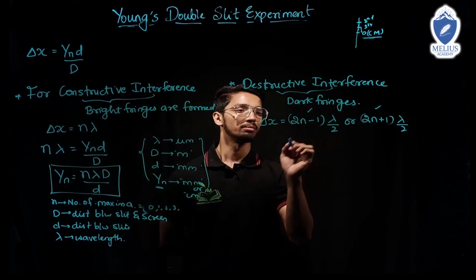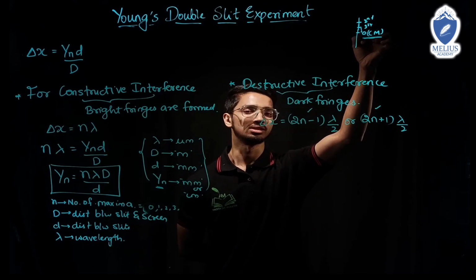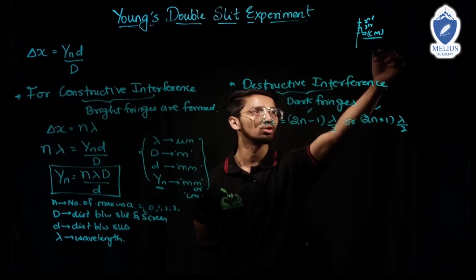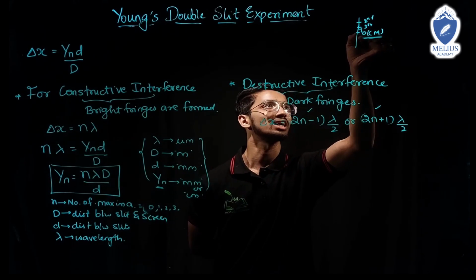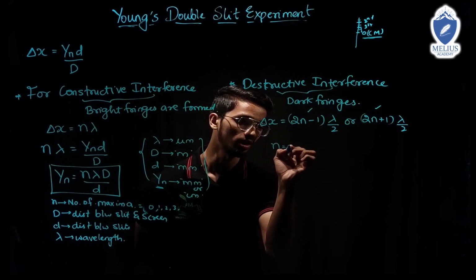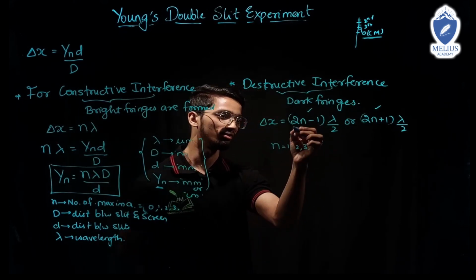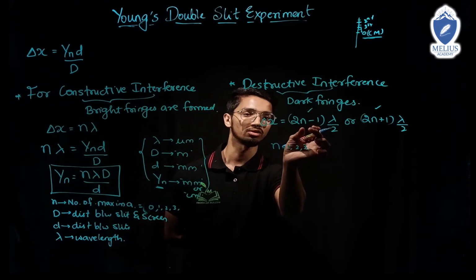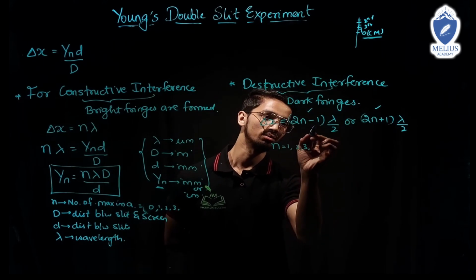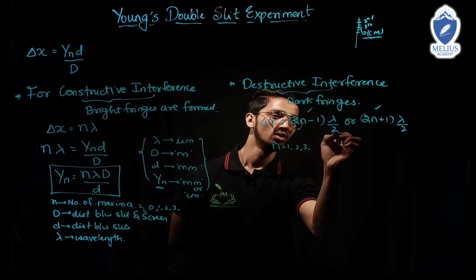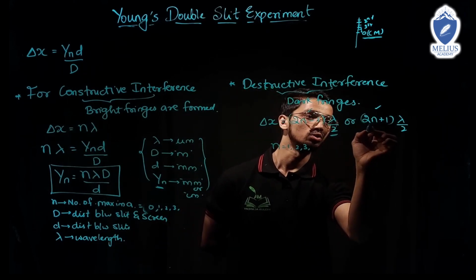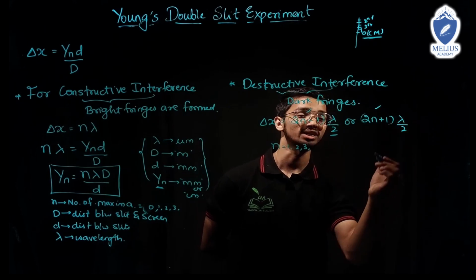But here, can you find 0 minima? Is there central minima? No, right? There will be first minima, second minima, third minima. So n should be 1. If we start n, it can be 1, 2, 3. If they ask first minima, we can keep n as 1. If I put 1 here, 2 into 1 minus 1, 2 minus 1, 1, 1 lambda by 2. Okay, this is valid. But here 2 ones are 2, 2 plus 1, 3, 3 lambda by 2. It will be second minima.